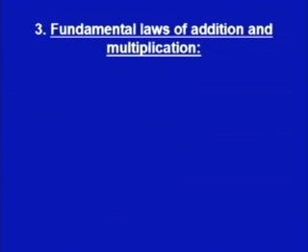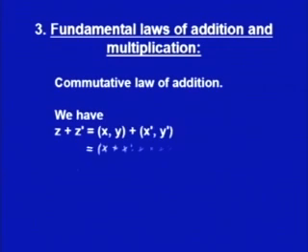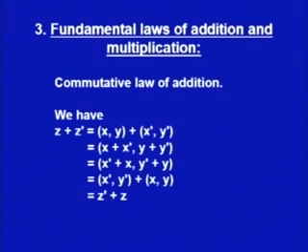Then the third point is the fundamental laws of addition and multiplication of complex numbers. The first one is the commutative law of addition. We have z + z', the sum of two complex numbers, where z we can write as (x, y) or x + iy, plus z' we can write as (x', y') or x' + iy'. This will be equal to the complex number having the real part x + x' and imaginary part y + y'.